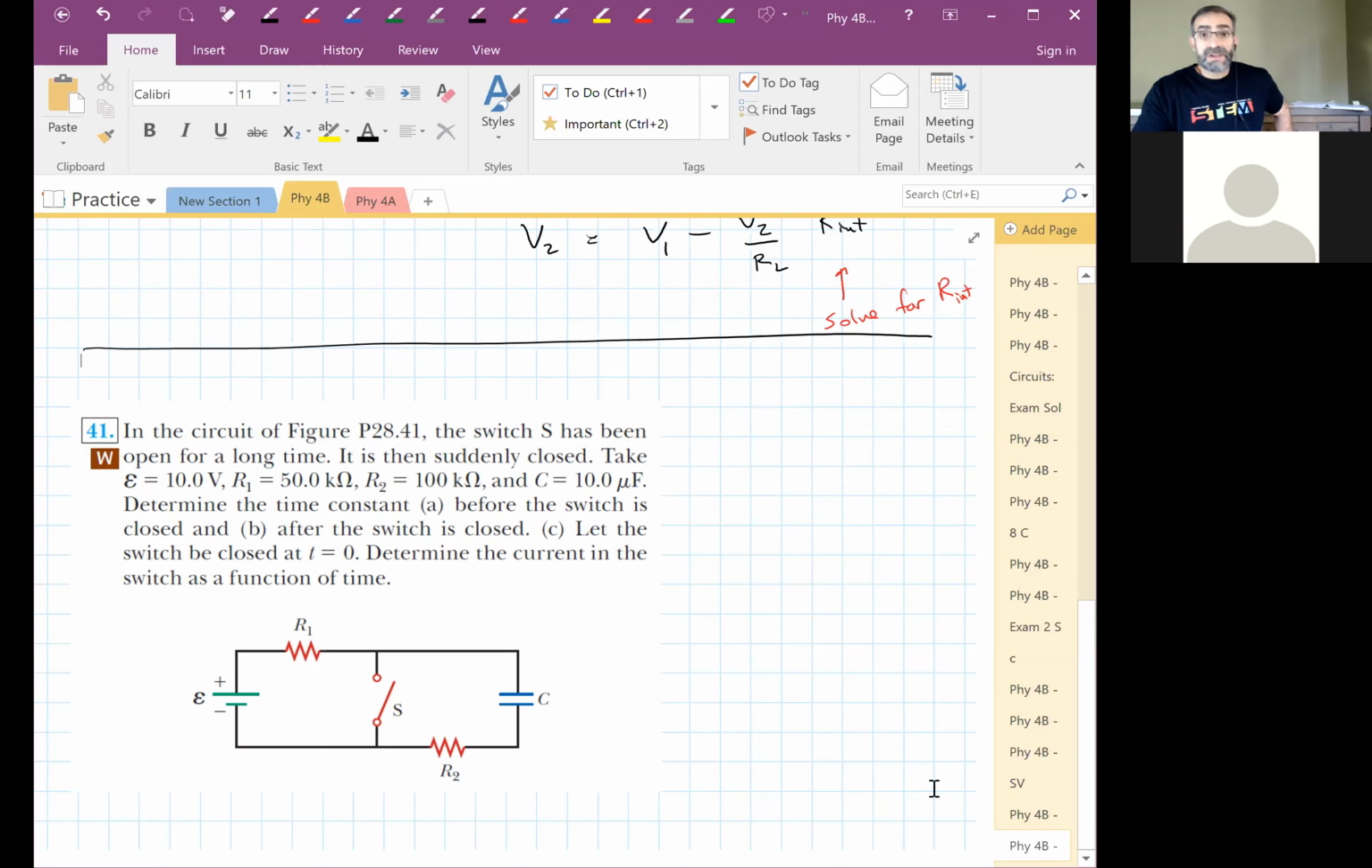One of the things you want to look for when you see problems like this is, has the switch been open for a long time? Has it been closed for a long time? Things like that. What state is the capacitor in? Okay, have we done part A yet? Finding the time constant before and after the switch is closed. Let's just worry about before the switch is closed. Time constant before the switch is closed.